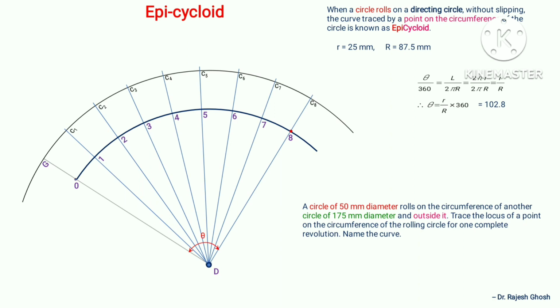Now with G as center and G0 as radius, in this case G0 is 25 mm, so with radius 25 mm and capital G as center, we draw the circle denoting the generating circle. This generating circle is divided into 8 parts. The division is already shown in the video of cycloid. Now these 8 parts on the generating circle are numbered 1, 2, 3, 4, 5, 6, 7, and the eighth point coincides with 0. These points are shown in red color.